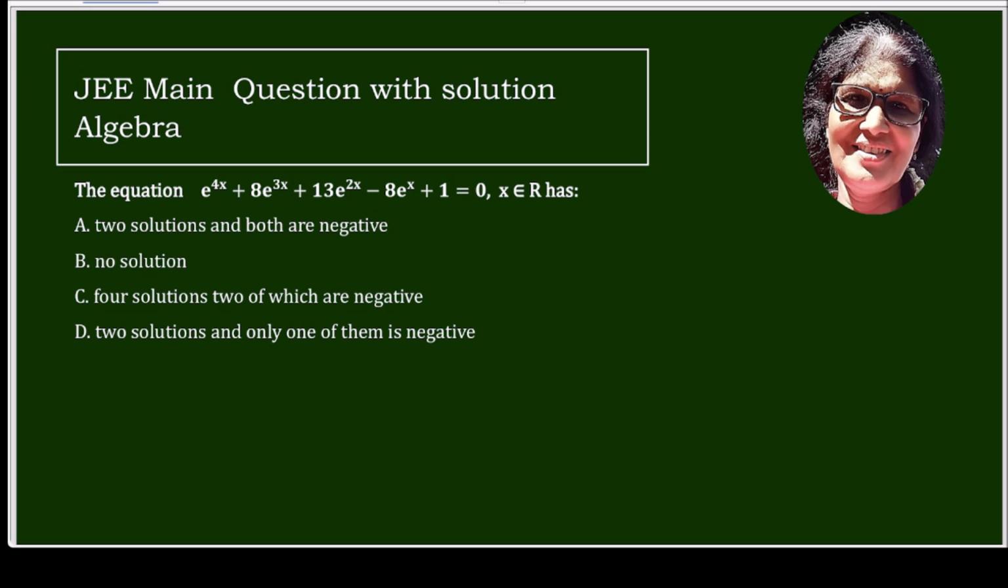Today we'll solve another JEE Main question from quadratic equations. The equation e^(4x) + 8e^(3x) + 13e^(2x) - 8e^x + 1 = 0, when x is a real number, has the options: 2 solutions, both negative; no solution; 4 solutions, 2 of which are negative; 2 solutions, and only one of them is negative.